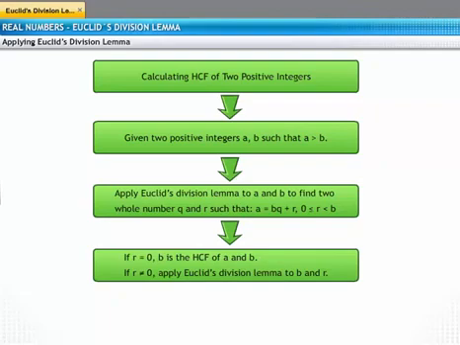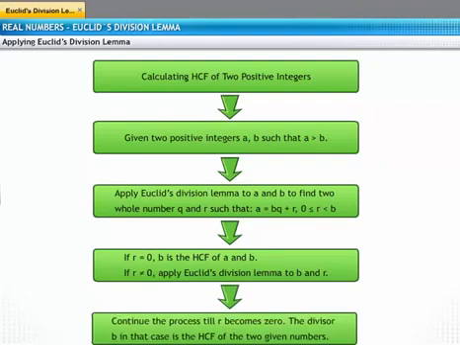If r is not equal to 0, apply Euclid's division lemma to the new divisor b and the remainder r. Continue this process till the remainder r becomes 0. The value of the divisor b in that case is the HCF of the two given numbers. Euclid's division algorithm can also be used to find some common properties of numbers.